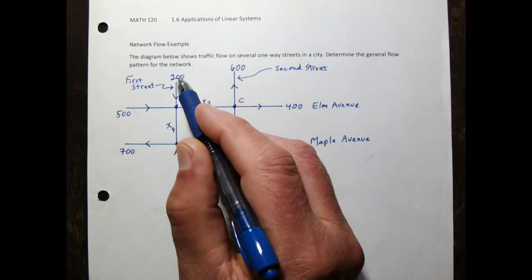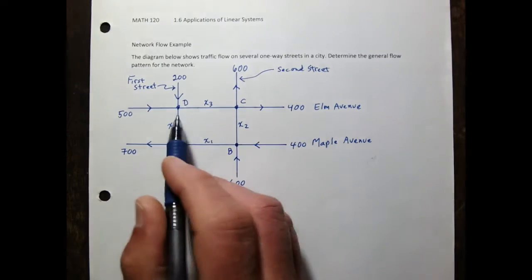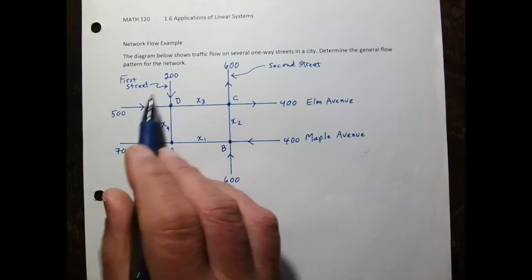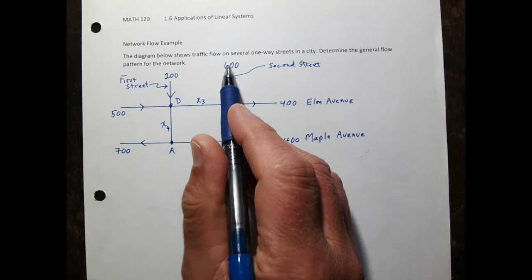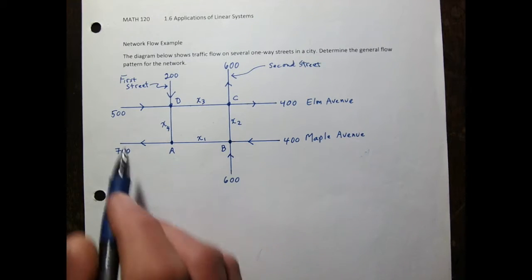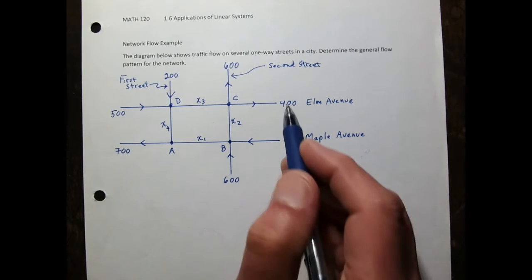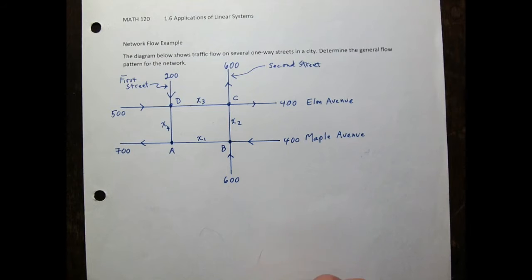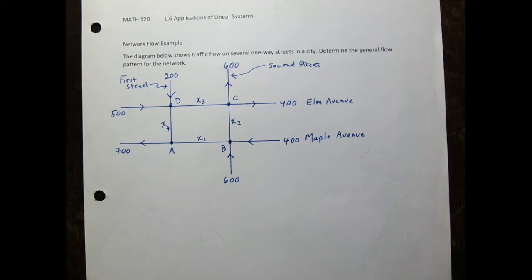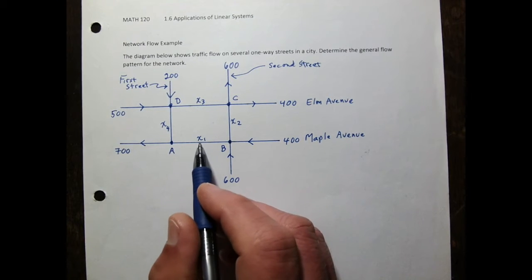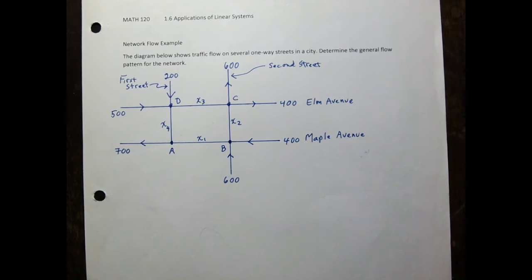200 vehicles drive along this one-way street along this block toward intersection D. So D is the intersection of two streets. And 600 drive away from intersection C. And then we also have this 500 and 700 amount labeled. Oh, and we've got 400, 400 here, and 600 here. So we have a certain amount of cars driving into the system, driving out. And we want to figure out what this means about x1, x2, x3, x4. How heavy is the traffic on those four blocks?